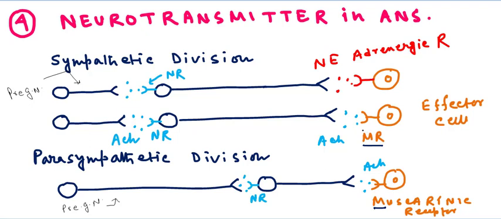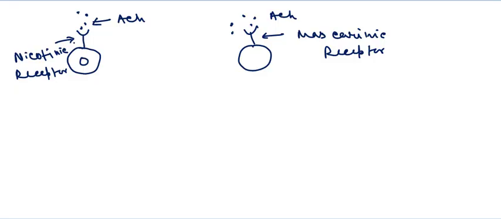And in this diagram, you can clearly see that the muscarinic receptors are present in a few effector cells of the sympathetic division and all of the effector cells of the parasympathetic division. Acetylcholine binds with two types of receptor, the nicotinic receptor and the muscarinic receptor.